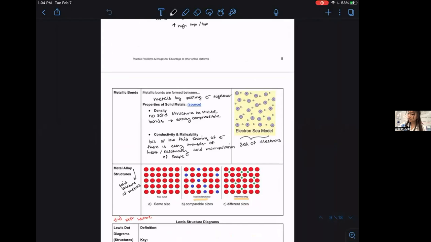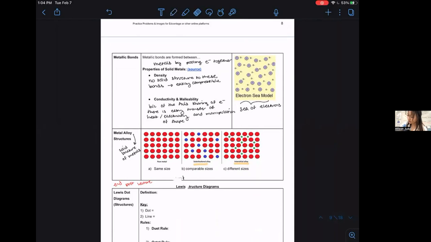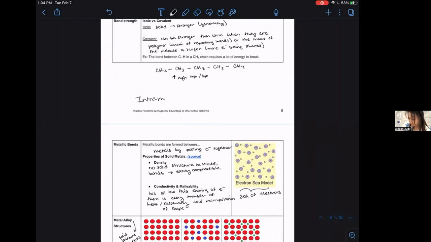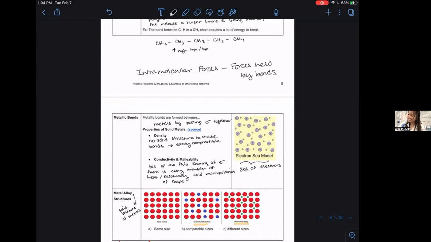I'm going to put it up here. Intramolecular forces are the forces held by bonds or the forces that make bonds. So your ionic, covalent, and metallic are called intramolecular forces. They're the strongest forces between atoms that can occur because you're having an actual electron exchange happening of some sort. You're going to want to know this because it's going to become different when we talk about intermolecular forces. Inter. We're going to stop there, though.